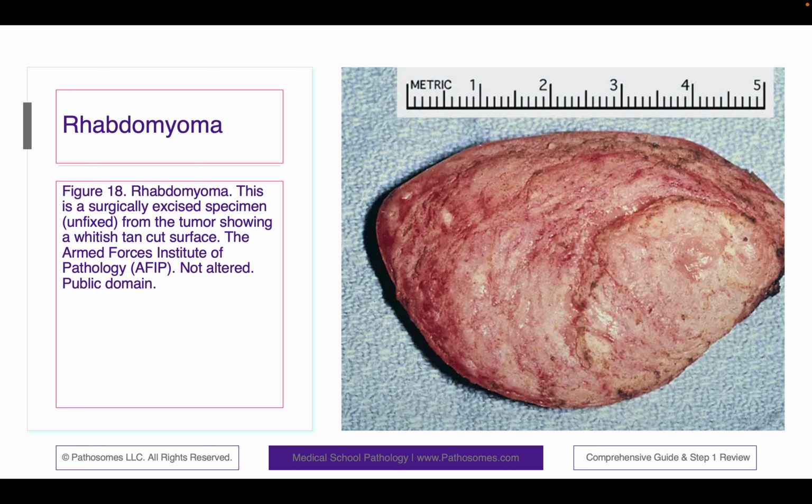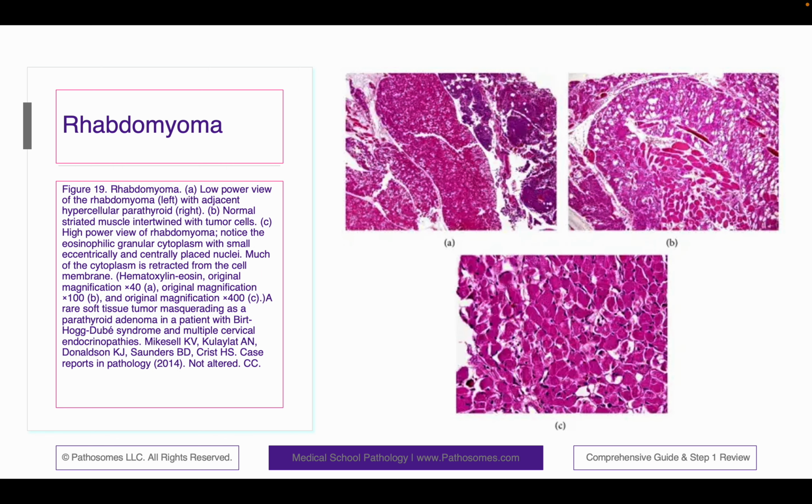Here we have a surgical specimen that was removed from a patient showcasing a rhabdomyoma. And then we have some histology at various magnifications of a rhabdomyoma. Note the muscular tissue.